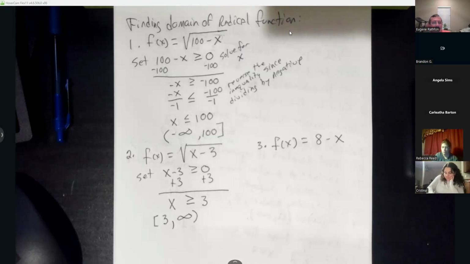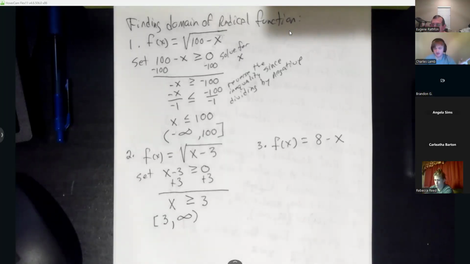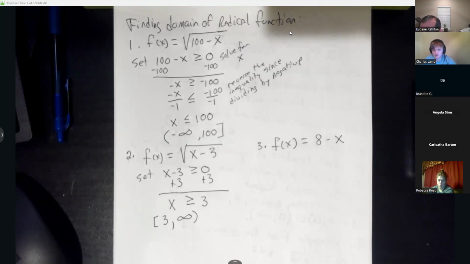What's the domain of eight minus x? It's just negative infinity to infinity because... Oh, good job. I don't see a fraction there, do y'all? I don't see a radical there, do y'all? So remember, the only things we're worried about are fractions and radicals.